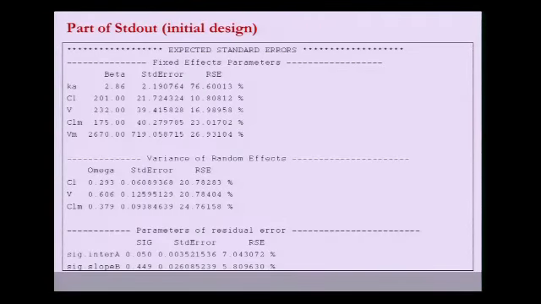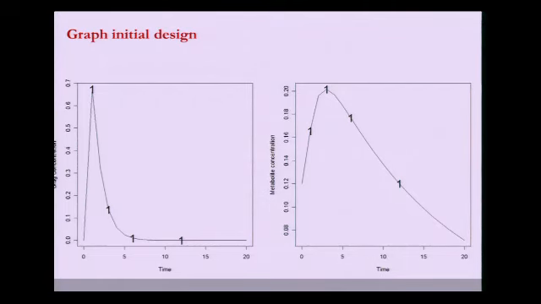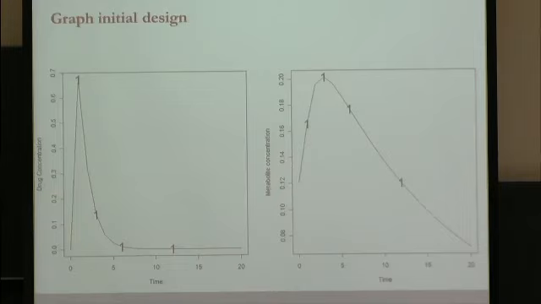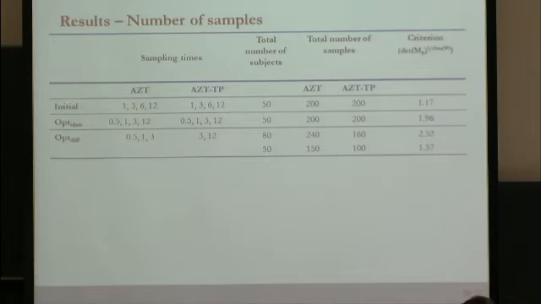This is a part of the output, so for each parameter you get its value, the predicted standard error, the predicted relative standard error, and in addition to that you have the predicted Fisher matrix, its determinant, and so on. You also get a graph where here are the mean curves and here are the designs that you are evaluating. And here are some of the results.